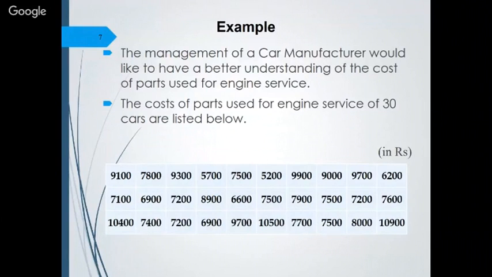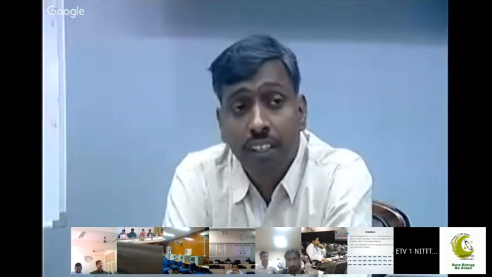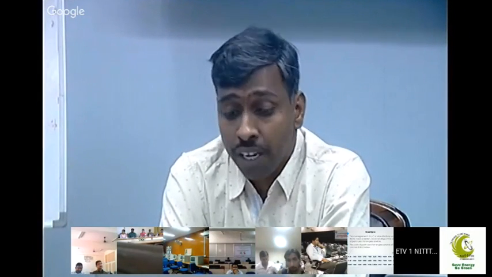So we have to collect the data. First, we will select some service stations. We will select service stations from different places or a particular place, and we will identify some engine services of the particular car, and we will take the data regarding the cost of parts the owners paid. So in such a way, we collected the data. Below is the data we collected.